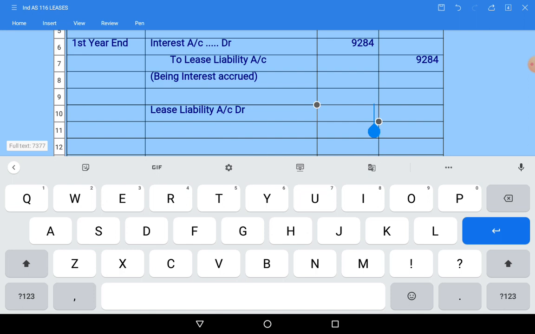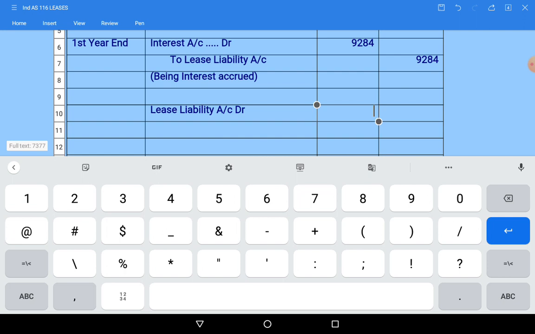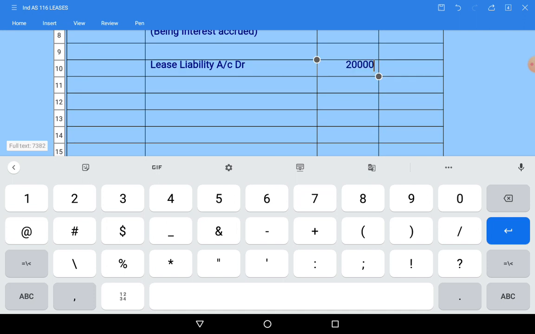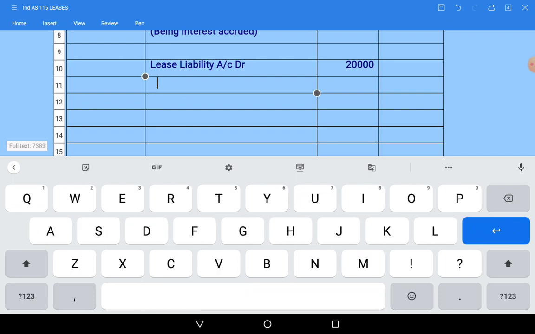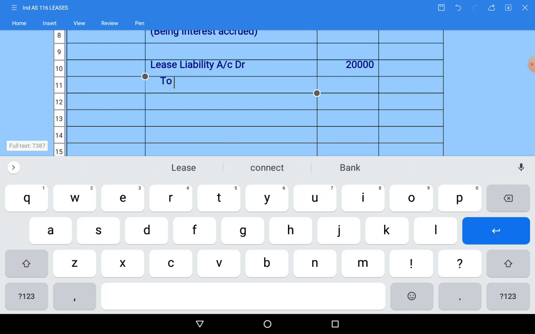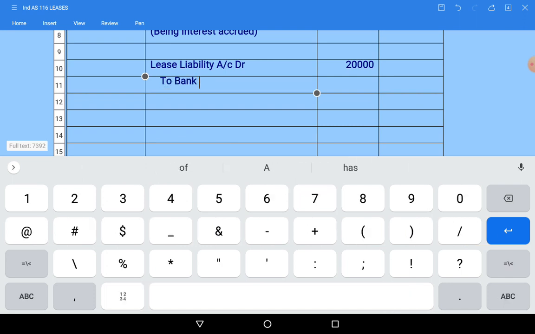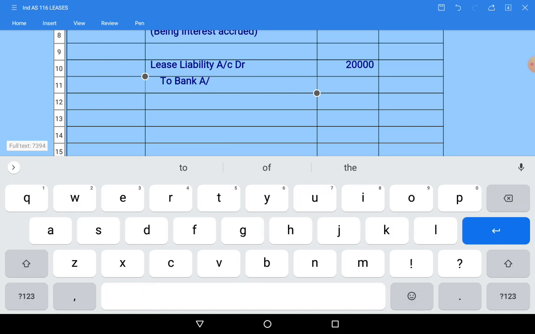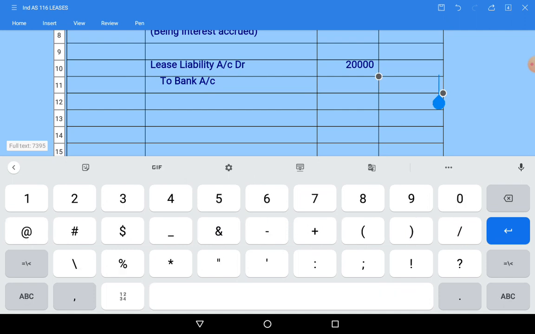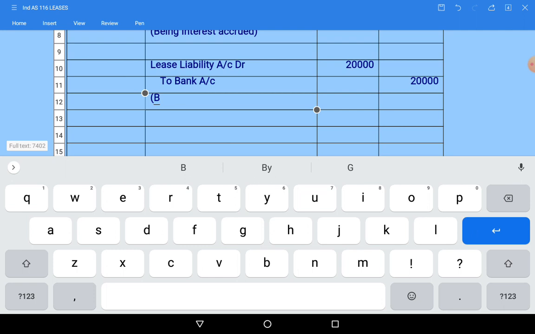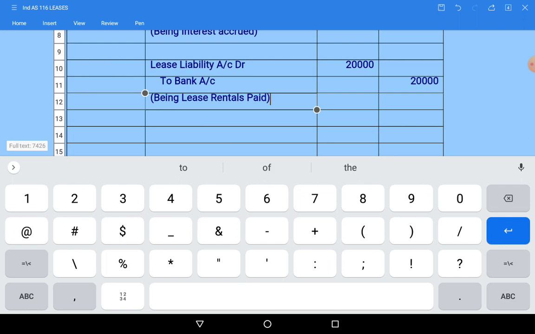Lease liability account debit. First year you have paid 20,000. So 20,000 to bank account, because cash or amount is paid. So 20,000. So being lease rentals paid. Lease rentals paid 20,000.